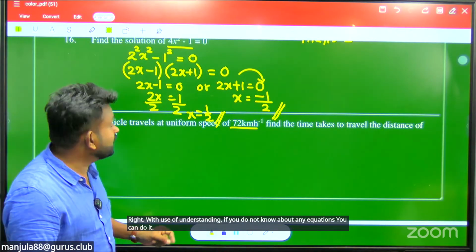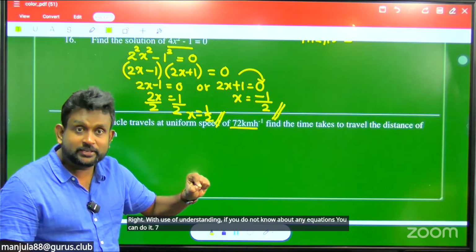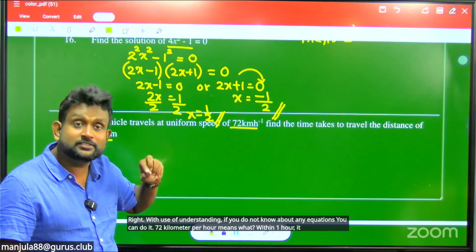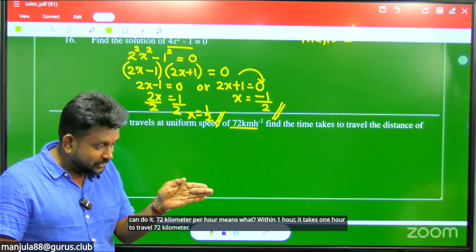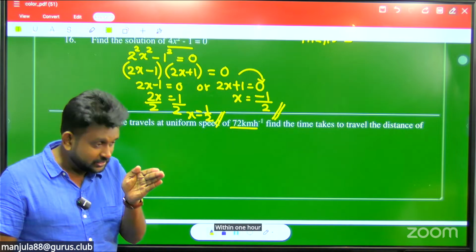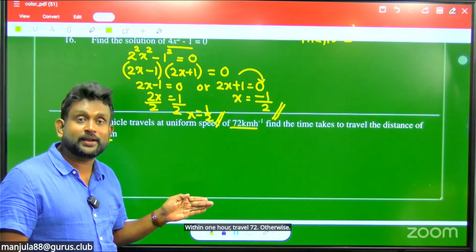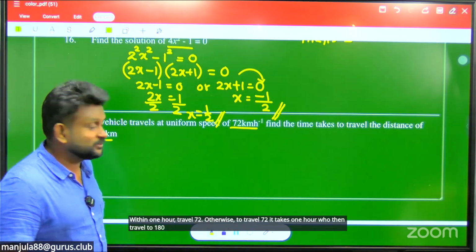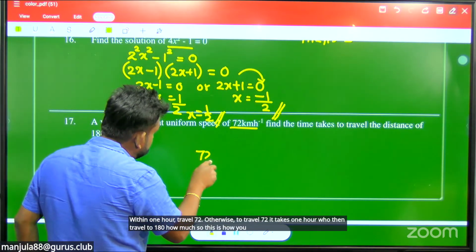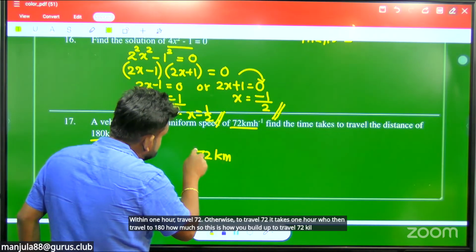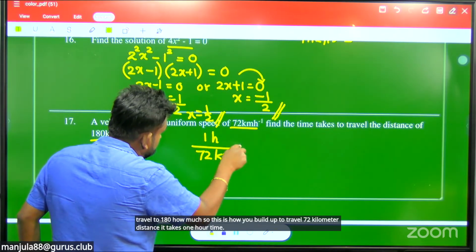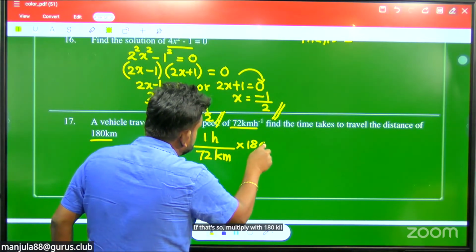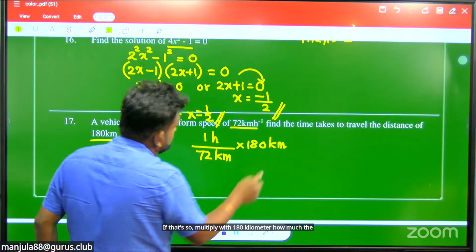72 km per hour means what? Within 1 hour, it travels 72 km. Otherwise, to travel 72, it takes 1 hour. Then to travel 180, how much? So this is how you build up. To travel 72 kilometer distance, it takes 1 hour. If that's so, multiply with 180 kilometer, how much time is taken.